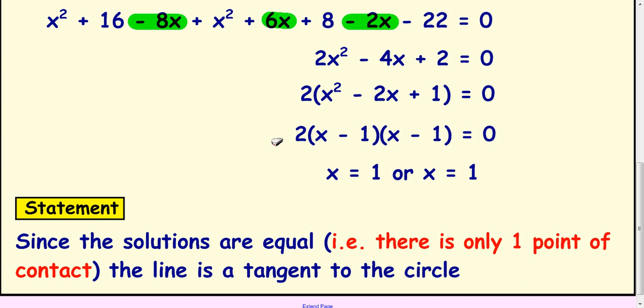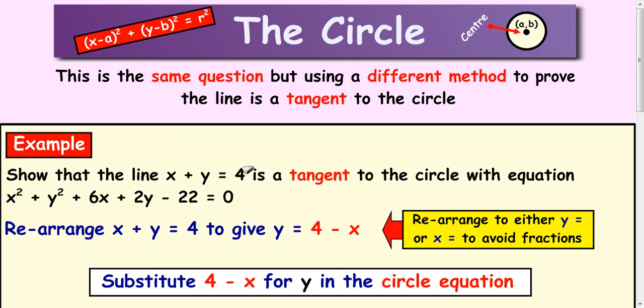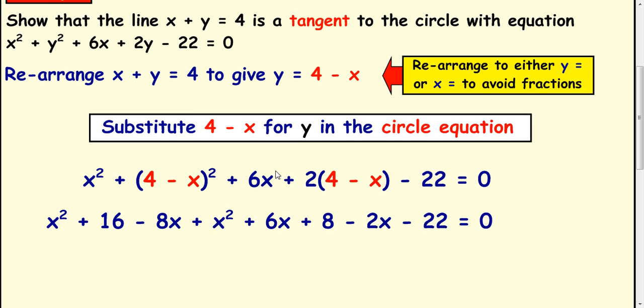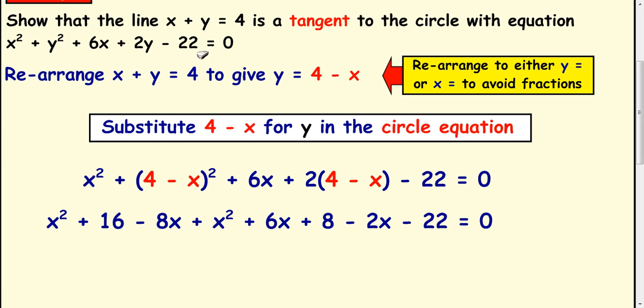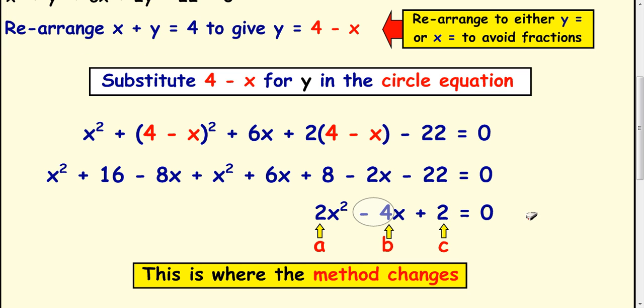Now the other way to do this is on the next slide here. So we carry on exactly the same up to here. Do exactly the same things. I've rearranged to y equals 4 minus x. I've substituted it in. I've got down to this point here, but then I go into the discriminant. So I can use the discriminant to find one point of contact.